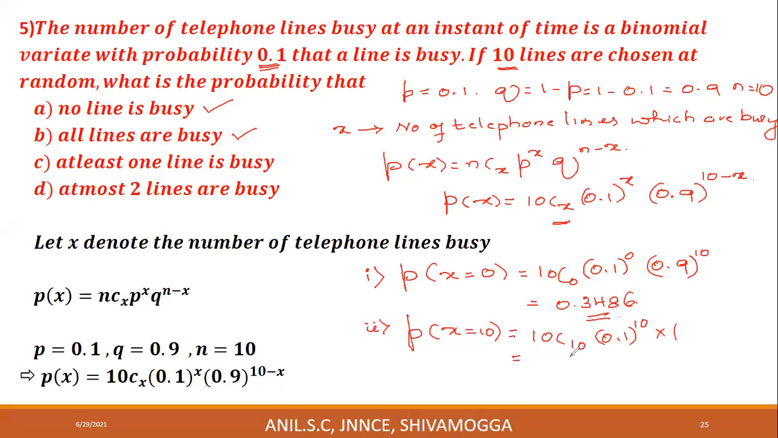What is 10C10? 10C10 is 1. 1 into 0.1 power 10. You need not calculate it. It is a very small number. You keep it as it is. 0.1 whole power 10. 1 into 0.1 power 10 is 0.1 power 10. This is the second case.